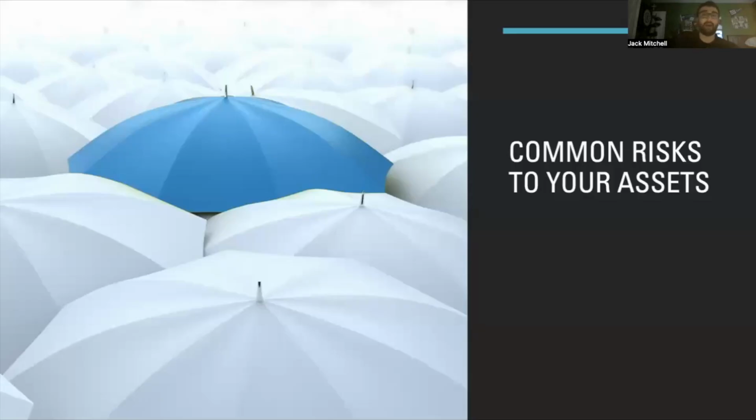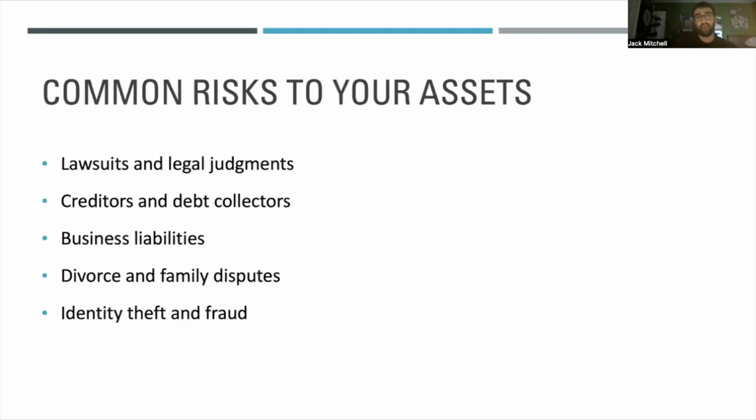So let's talk about now the common risks to your assets. There are 5 of them. I'm going to go over all of them in depth. Lawsuits and legal judgments. One of the most common risks to an individual's assets is lawsuits and legal judgments. Asset protection strategies such as setting up a separate legal entity, transferring assets to a trust, and maintaining proper corporation formalities can help shield an individual's personal assets from legal judgments.